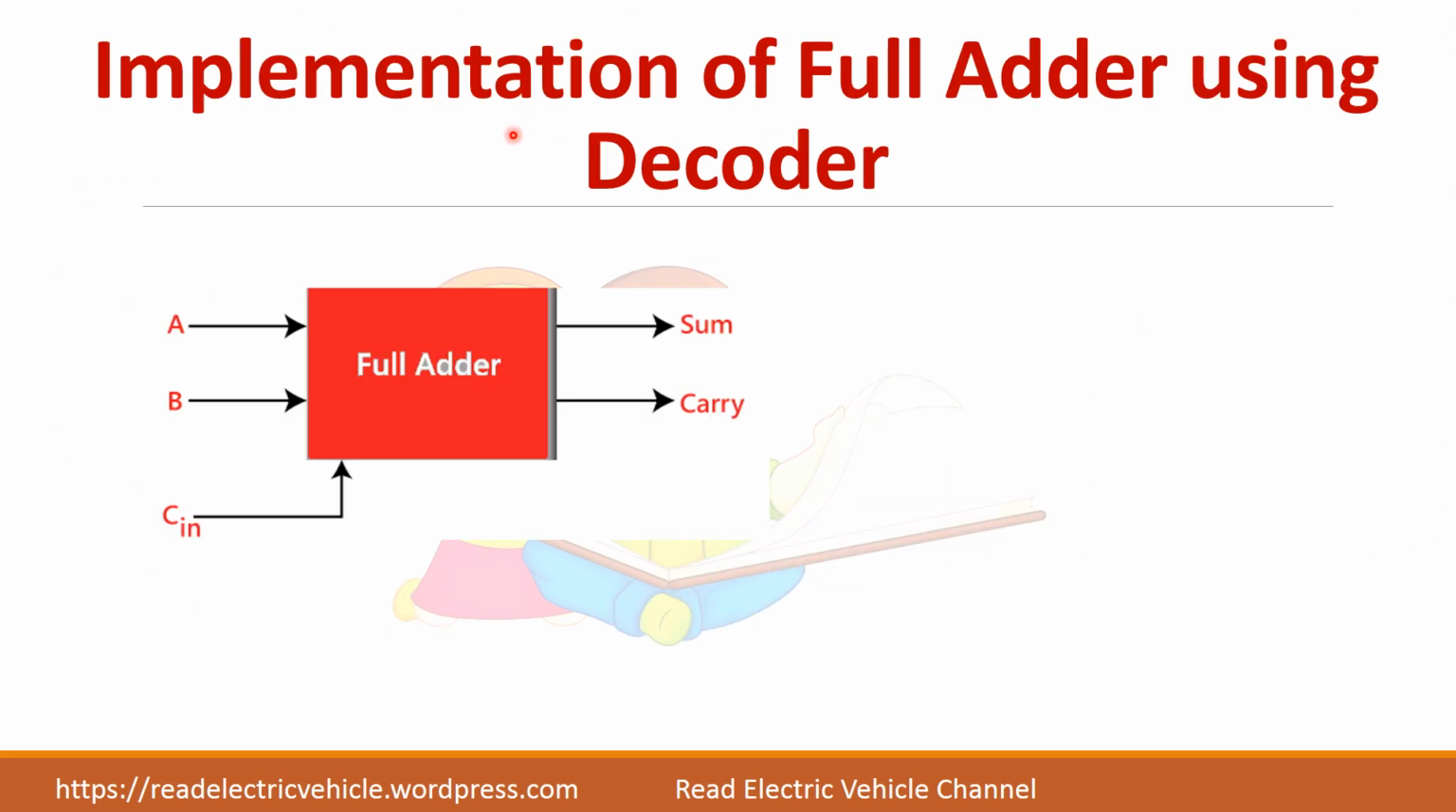Now let us implement the full adder using a decoder. Already we have seen about full adder design in the previous video. You can refer to the link in the description. So a full adder is used to add 3 bits at any time: A, B and carry in. 3 bits are taken and it will produce sum and carry as the output. So if you have 3 bits, you have to choose a 3 cross 8 decoder. Suppose you have only 2 bits like a half adder, a 2 to 4 decoder is sufficient.